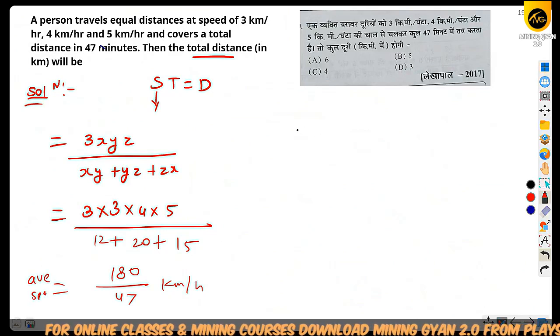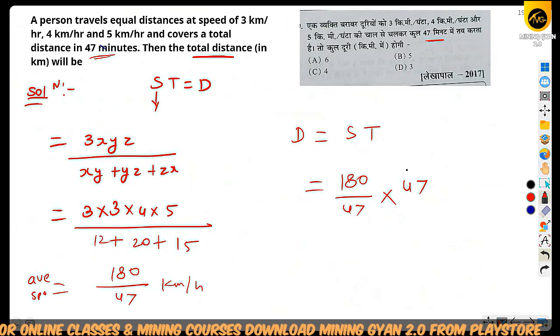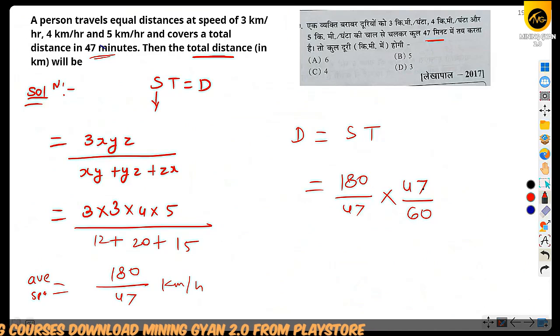Now, what is the formula to find out the distance? D is equal to S into T. So S in this case is 180 divided by 47 kilometer per hour. Now, what is the time duration? The given time duration is 47 minutes. But the speed is in kilometer per hour, so we have to convert the time from minutes into hours. So just divide the 47 minutes by 60.